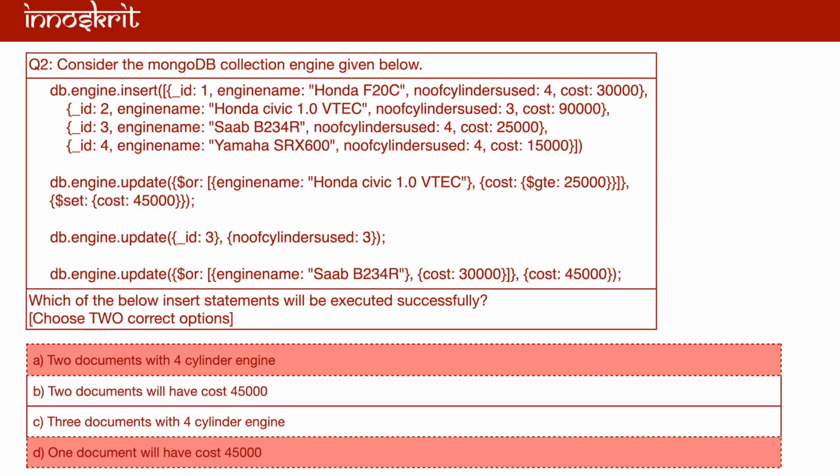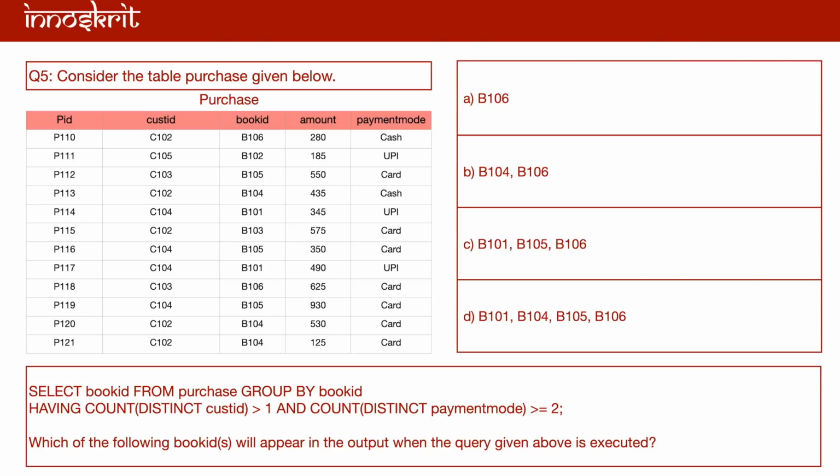Fine. Now let's jump to the next question. In this question, we have to simply first of all look at this table, purchase table. If you have seen my DBMS video, then I have told you the execution process. How should we execute the query? So we will simply go to this table, purchase table. Now we are going to group by book ID.